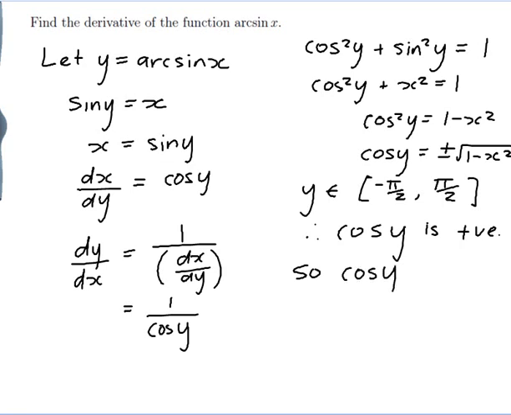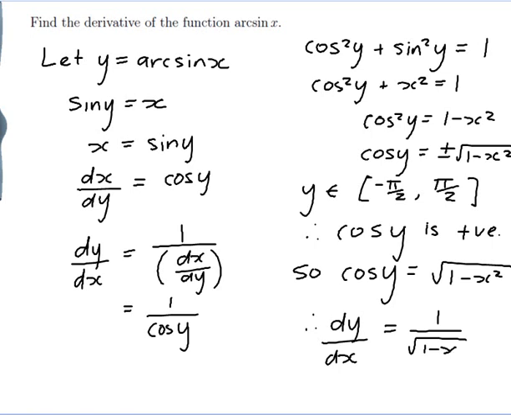So cos y is equal to plus the square root of 1 minus x squared, and therefore dy on dx is equal to 1 on cos y, which is 1 over the square root of 1 minus x squared. And that's the end of the problem.